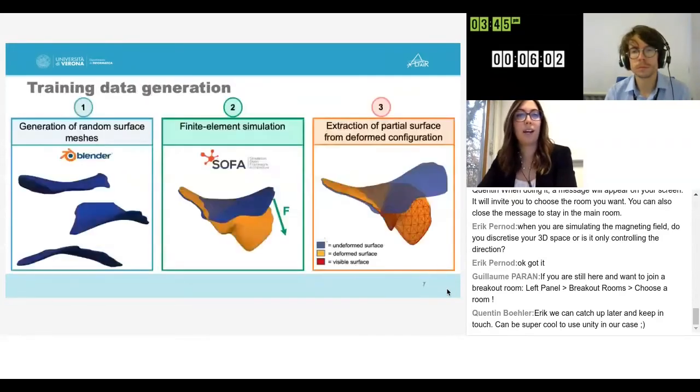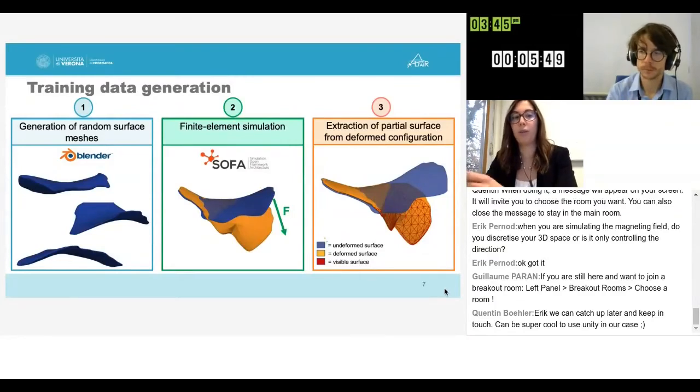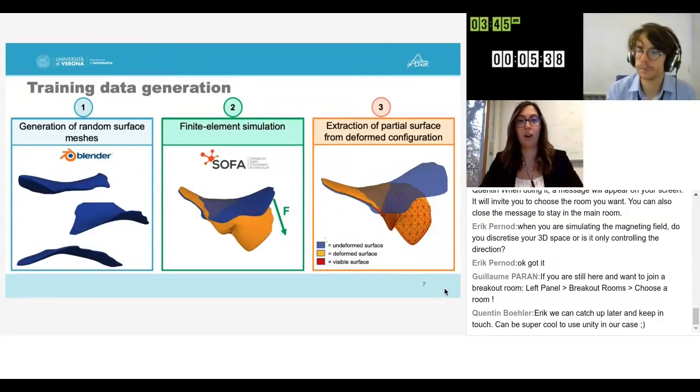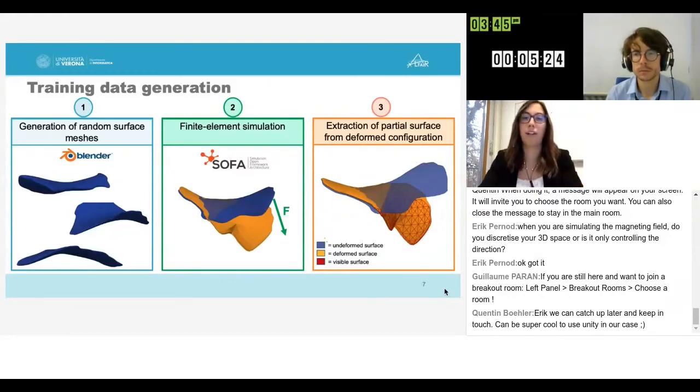So here is a very short overview of the pipeline used for data generation. We started by generating a series of random surface meshes which mimic the adipose tissue, so which have one dimension which is much smaller with respect to the other two. Then we used SOFA here to simulate a series of deformations to this adipose tissue by applying every time a new random force and using a random configuration of boundary conditions, so attachment points. And then as a final stage, we extracted from the deformed configuration a partial surface, which basically plays the role of the partial intraoperative surface that we see during surgery.